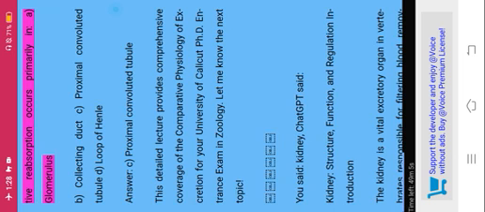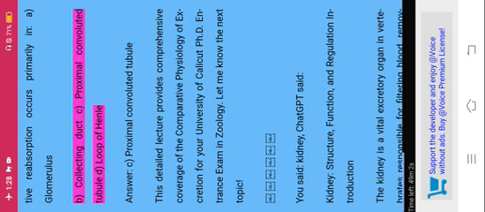3. In the human kidney, the process of selective reabsorption occurs primarily in A. Glomerulus. B. Collecting duct. C. Proximal convoluted tubule. D. Loop of Henle. Answer: C. Proximal convoluted tubule.